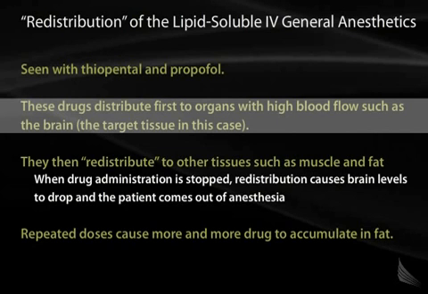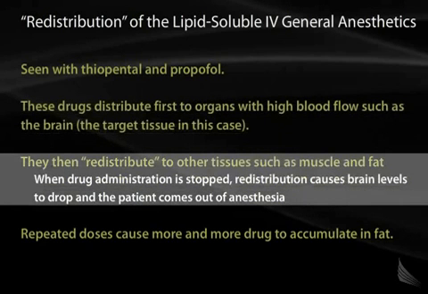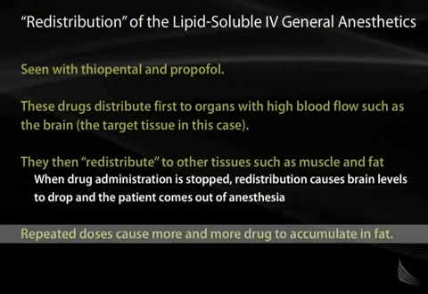After the medication has distributed to the organs with a high blood flow, the medications then will redistribute to other tissues, such as muscle and fat. When the administration of the drug is stopped, then the redistribution causes the brain level of the medications to drop and the patient will come out of anesthesia. As you give more and more of the medication, it will accumulate more in the fat compartment of the body.